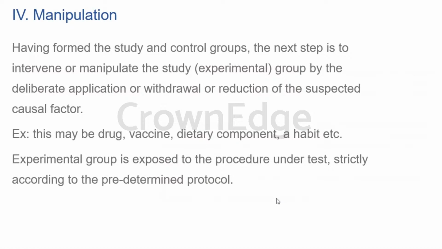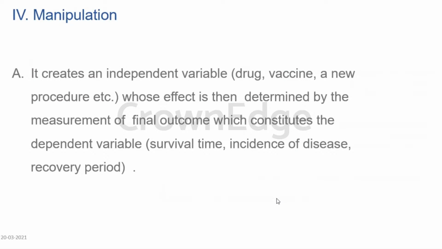You are going to deliberately apply or withdraw a particular factor or causal factor. It can be a drug or a vaccine or a dietary component or a habit or an educational intervention, whatever. The experimental group is exposed to the procedure under test, strictly according to the predetermined protocol. Manipulation is going to create an independent variable like a drug, vaccine, a new procedure, whose effect is then determined by the measurement of the final outcome, which constitutes the dependent variable like survival time, incidence of disease, recovery period.